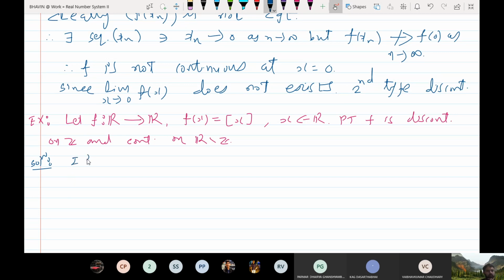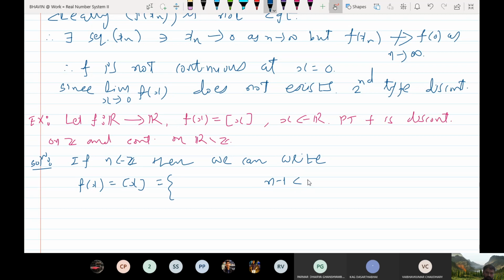See, if n belongs to Z, then we can write this function as f of x is equal to box of x. What is the definition of box of x? There are possibilities like this: n minus 1 less than x less than n. If your x is between n minus 1 and n, then what is box of x? It is n minus 1, since n is an integer.